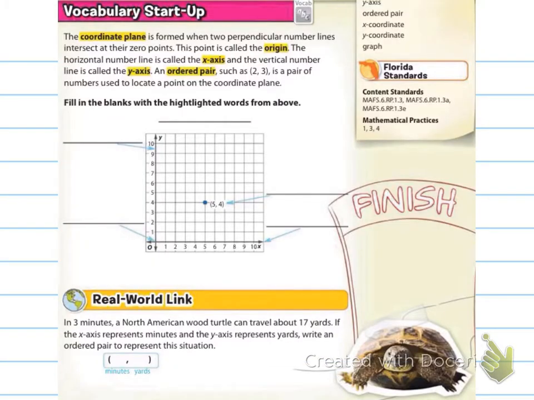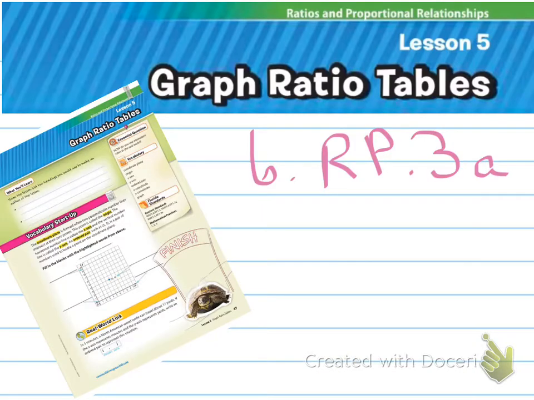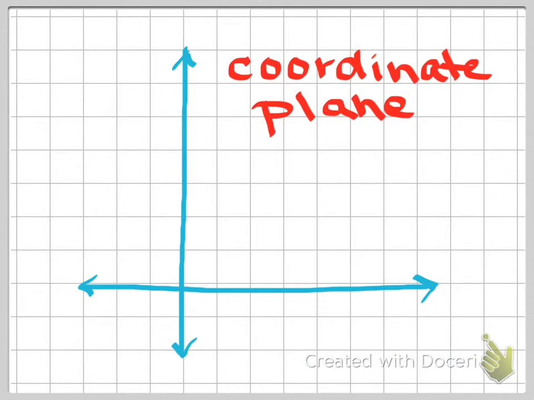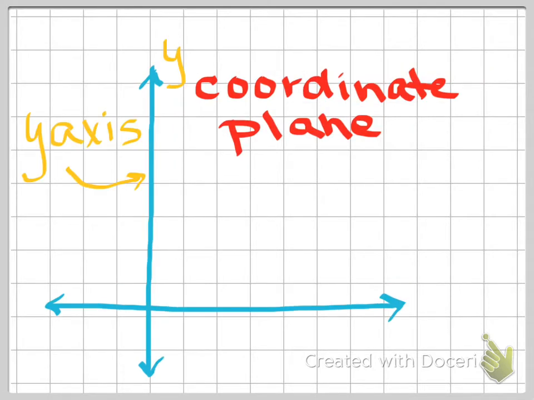All right. So I'm actually going to go over some review first on the coordinate plane. All right, so here's our coordinate plane. Our coordinate plane is when two perpendicular number lines intersect at their 0 points. So the first thing I want to talk about is the y-axis. That's the one that is vertical, the one that goes up and down.